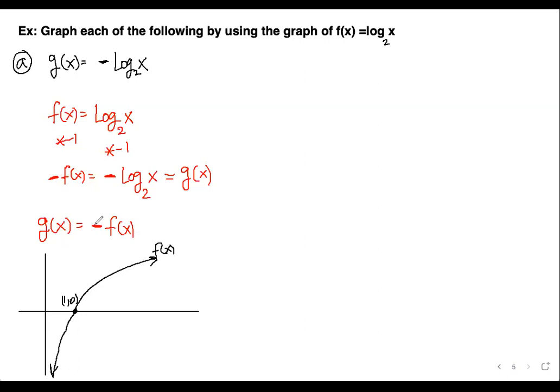So to graph the function g of x, we have to reflect this function around the x-axis because we have a minus outside. So the graph will be, this point will be the same point. Now all these points will be reflected down. So here my mirror should be the x-axis. This is my mirror.